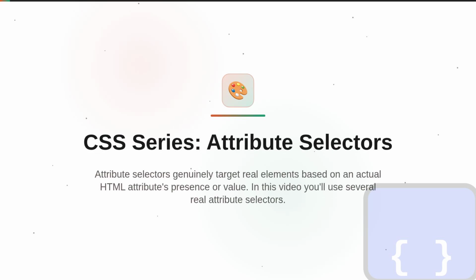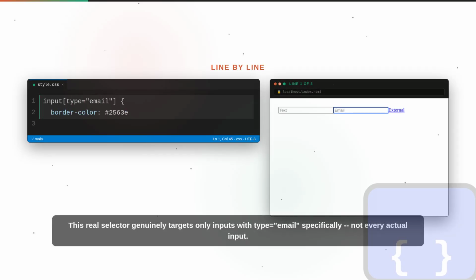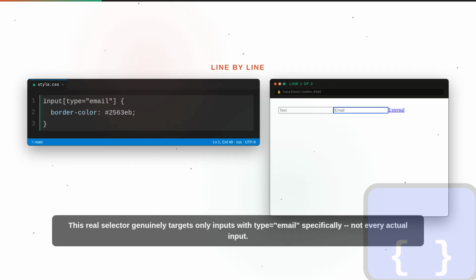Attribute selectors target elements based on an HTML attribute's presence or value. In this video, you'll use several attribute selectors. This selector targets only inputs with type equal to email specifically, not every input.